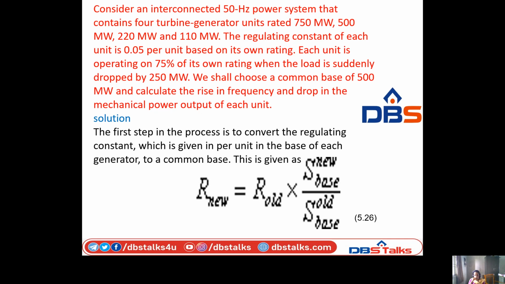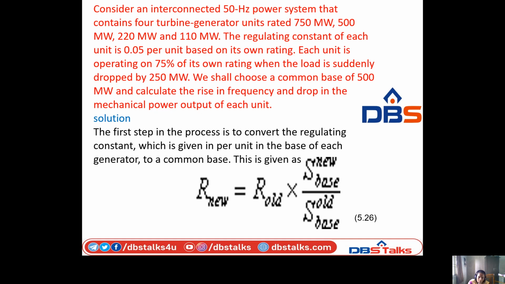Then we go to the solution. The first step in the process is converting the regulating constant, which is given per unit on the base of each generator, to the common base. So per unit values will be converted to the common base: R new equals R old into S base new by S base old.